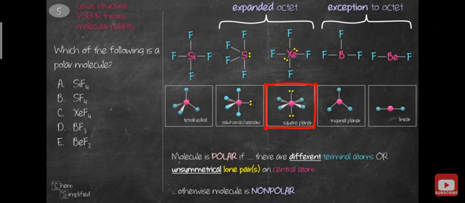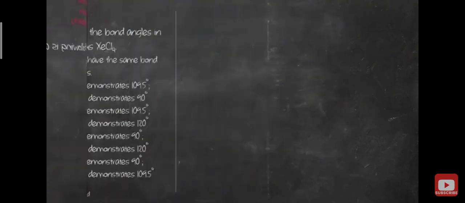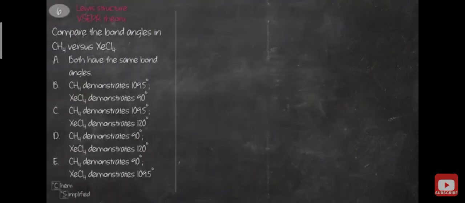However, due to its geometry, the lone pairs are symmetrical, opposite from each other, while SF4 has 1 lone pair, which makes it unsymmetrical. Therefore, SF4 is polar. Next question is on Lewis structure and VSEPR theory.